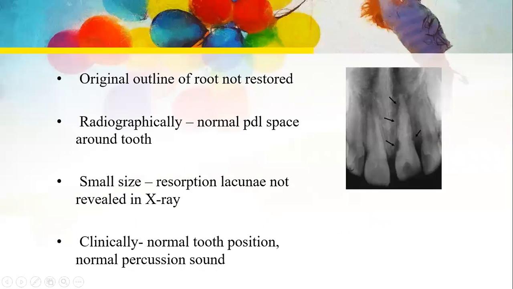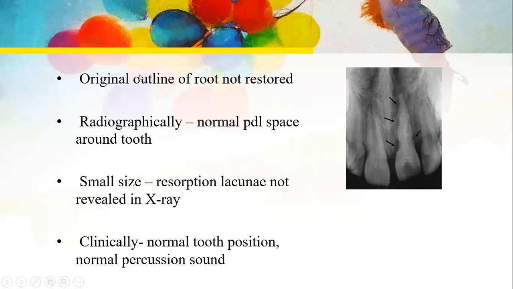The original outline of the root is not restored initially. Radiographically, a normal PDL space around the tooth will be seen. Small resorption lacunae will not be revealed on a radiograph. Here it is revealed, which means it has gone beyond an extent. In a normal condition, you won't see the resorption lacunae as clearly as you can see in this radiograph.